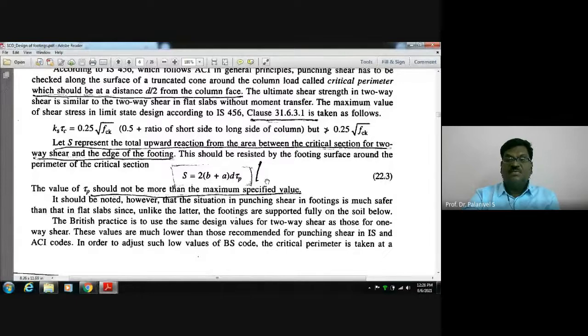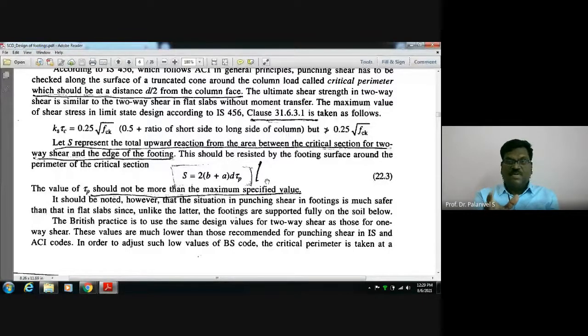Okay, so you have to consider the one-way shear point of view, the punching shear point of view, that is two-way shear, and the bending moment point of view, and determine the effective depth required for this footing. Finally, the highest value you have to take as the effective depth for the footing. To determine the thickness of the footing, you have to do all such computation.